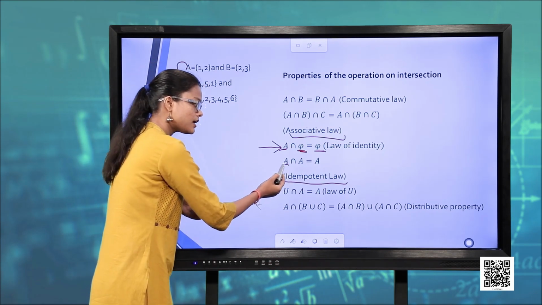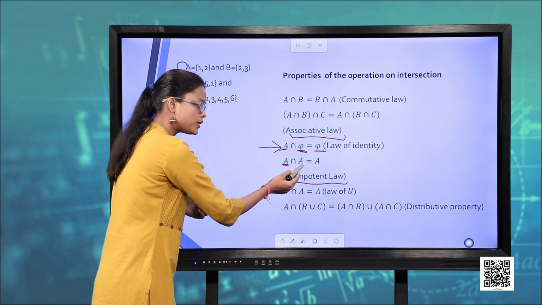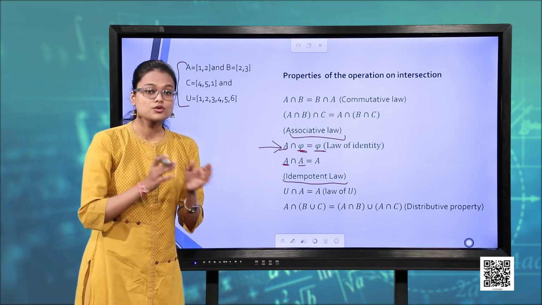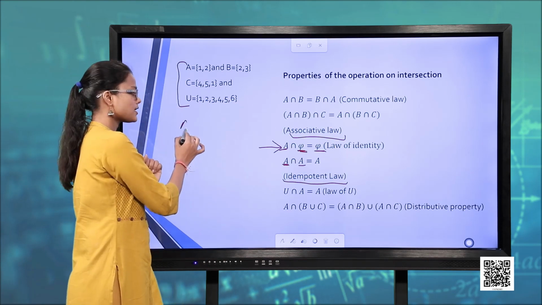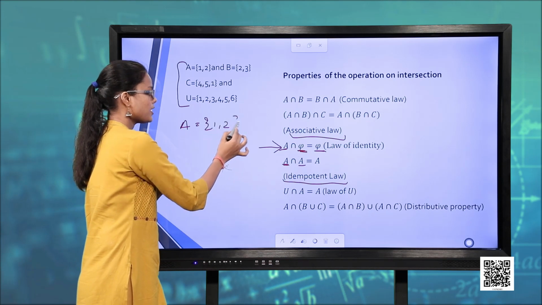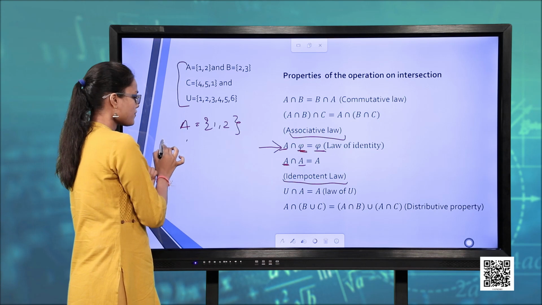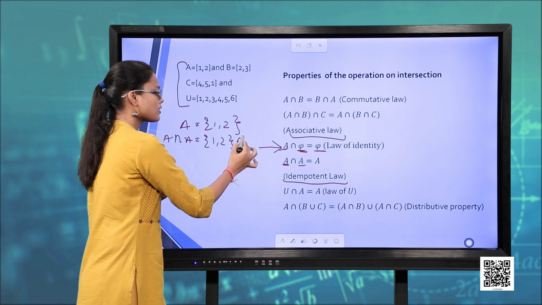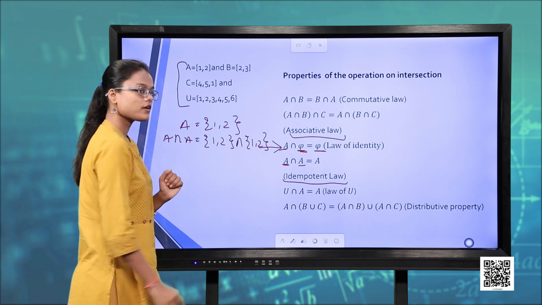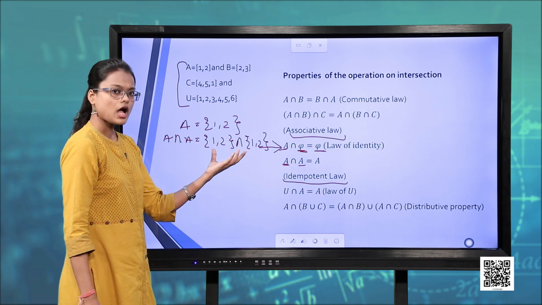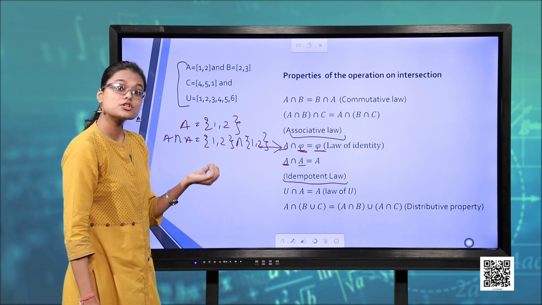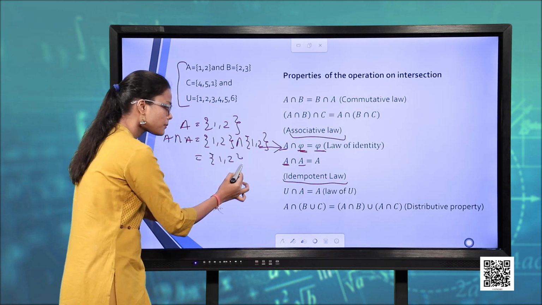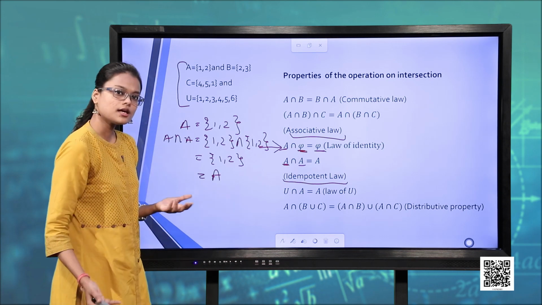Same, if we operate a set with itself, what will be the answer? A intersection A. Let us take some practical values. Here 1 and 2. So, if I have to find A intersection A, that means this is what I have to find. It is visible. How many elements are common? Each and every element is common. So, the answer is the same set A.